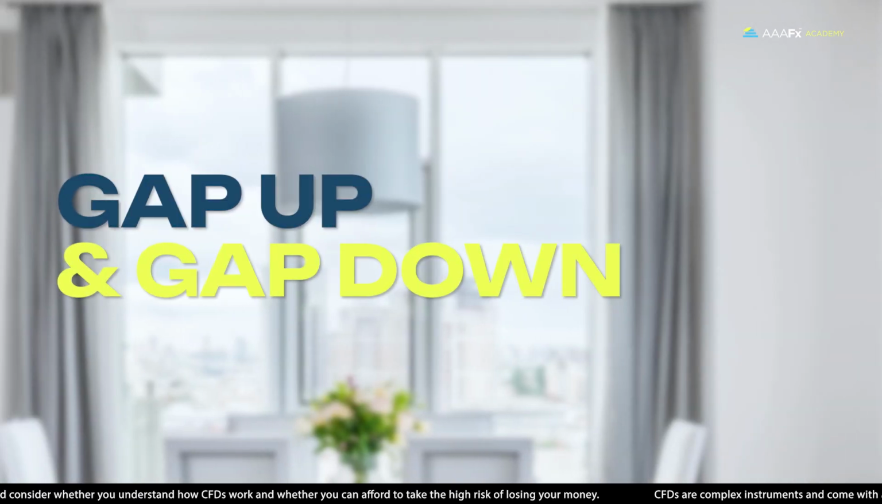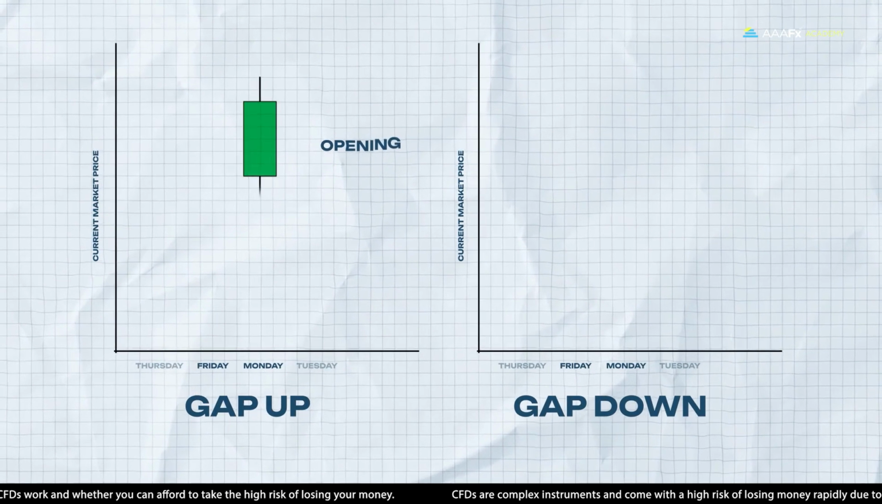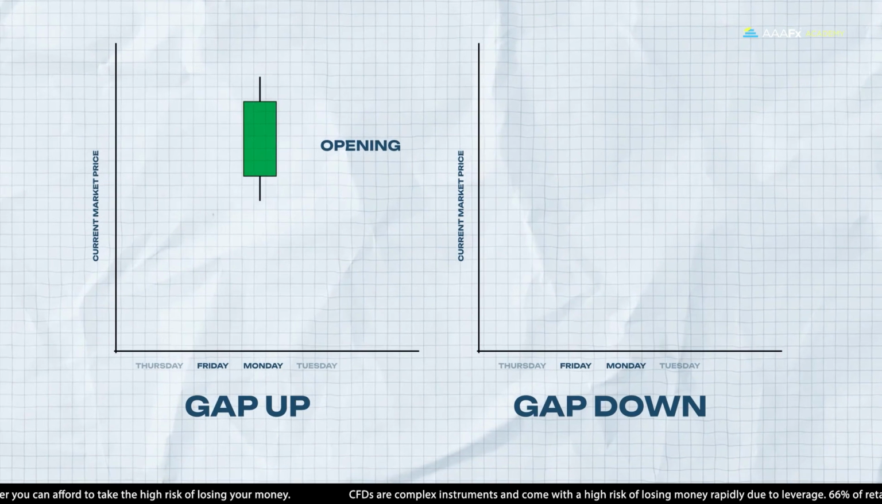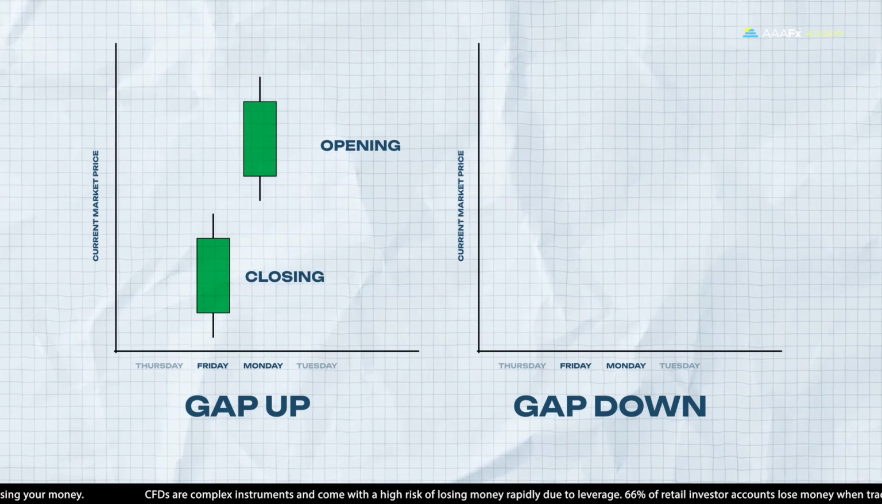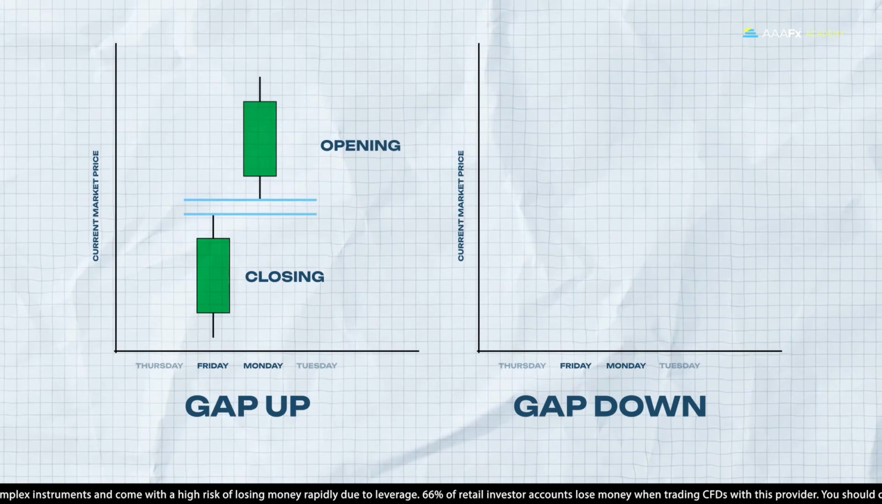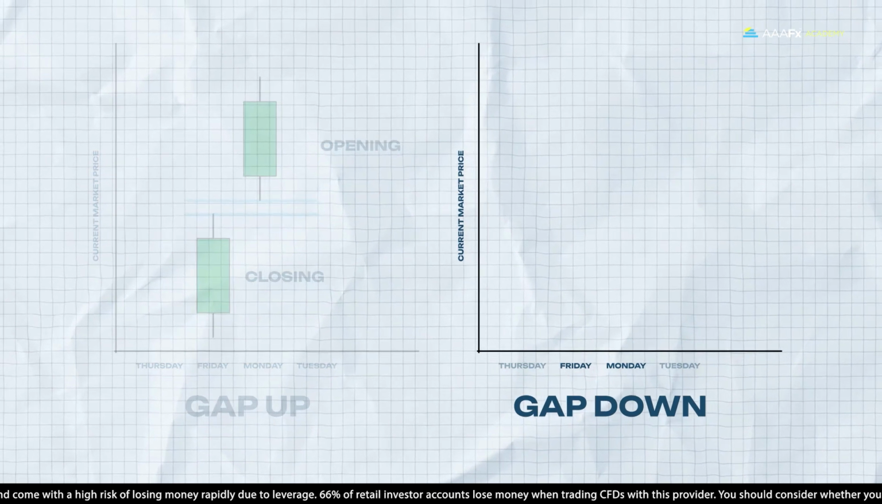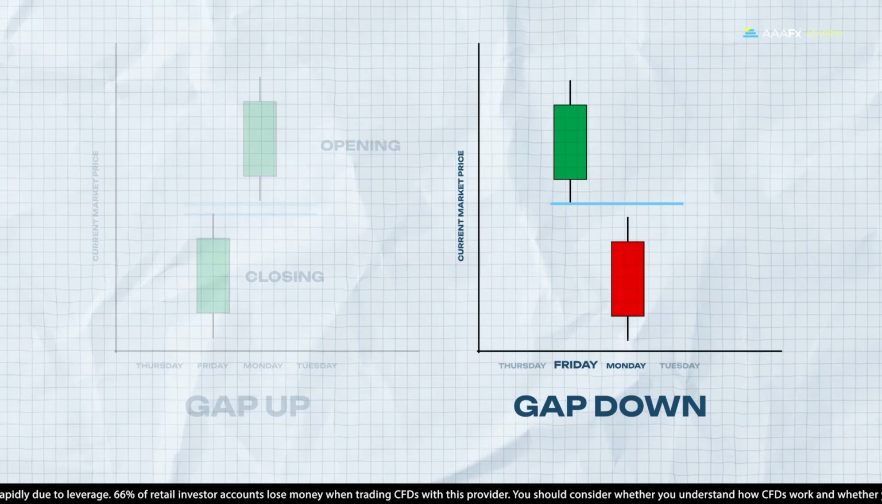Let's discuss gap up and gap down. A gap up occurs when the opening price of a trading period is significantly higher than the closing price of the previous period, leaving a visible gap on the chart. Conversely, a gap down happens when the opening price is significantly lower than the previous period's closing price.